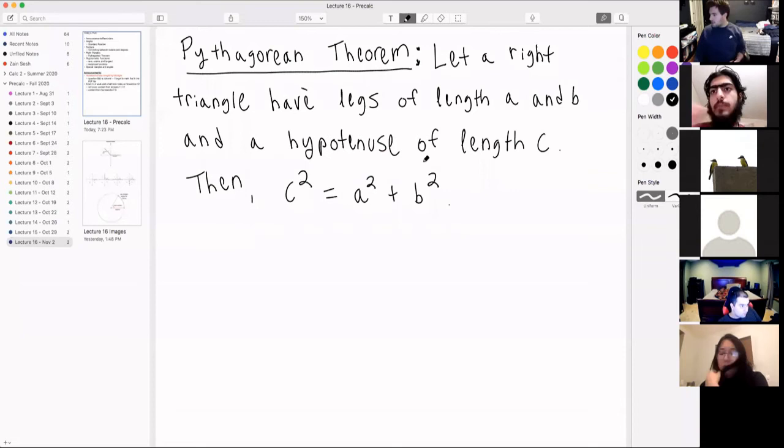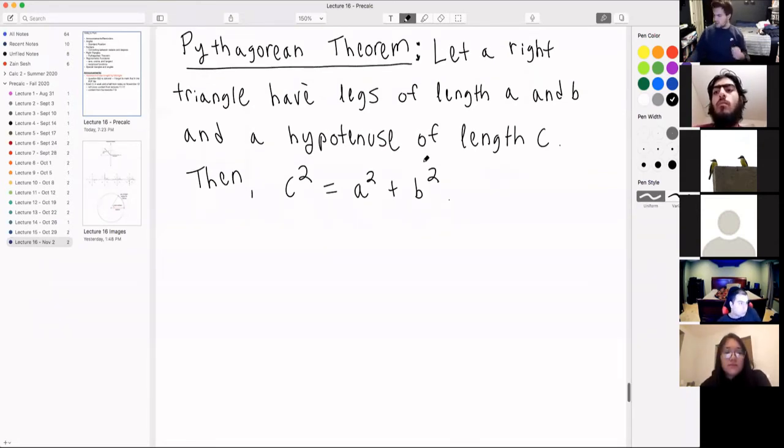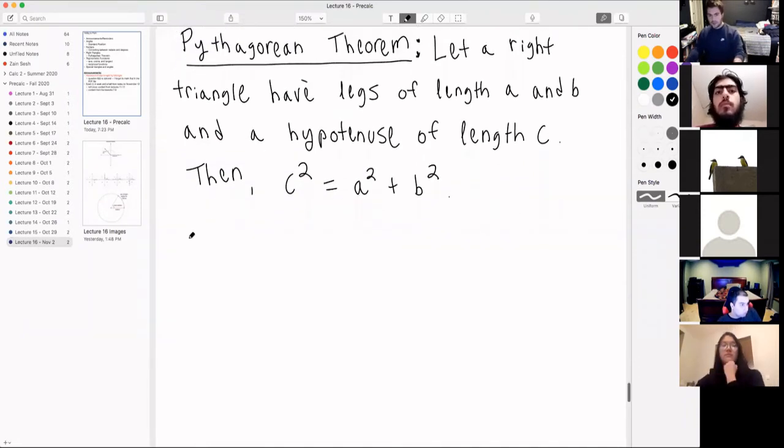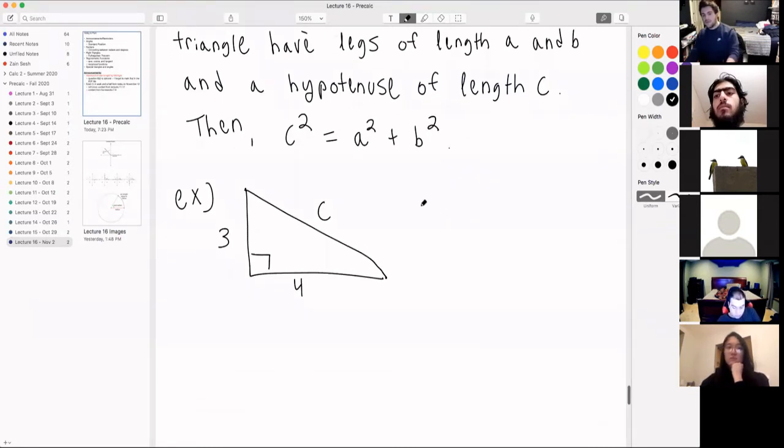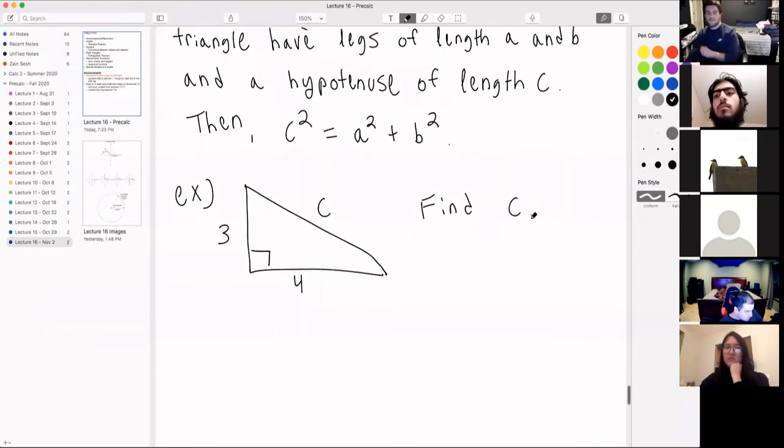Okay. So that is the Pythagorean theorem. Let's just use it quickly. Let's just do a few practice problems with this guy, just so we're totally comfortable using it. Okay, so I'm going to give you a right triangle. It's going to have legs 3 and 4, and the question will be to find C.